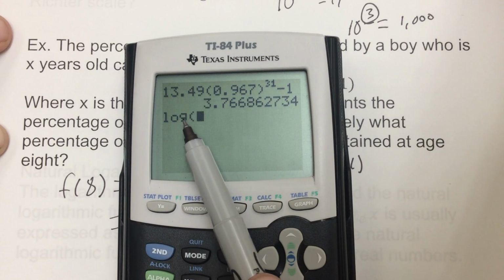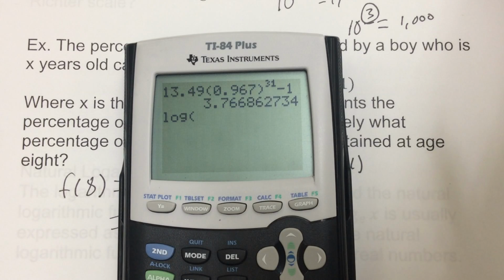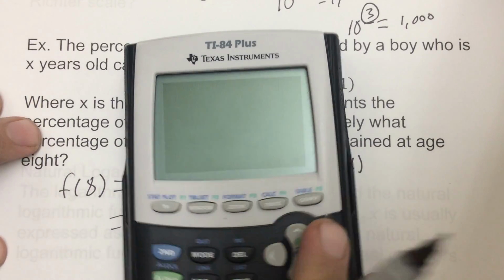But if it doesn't have a base to it, that's log base 10, and that's what's on a graphing calculator that you could use, or even just a regular calculator for that matter. So it has to be log base 10 to use the calculator. So if we do this one here, let me clear this out.